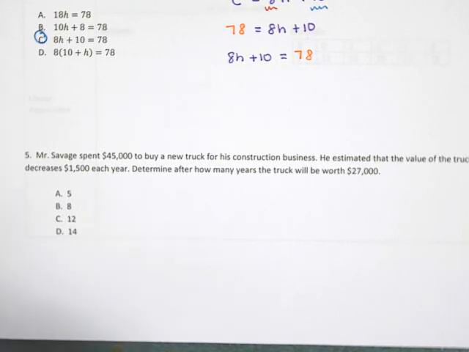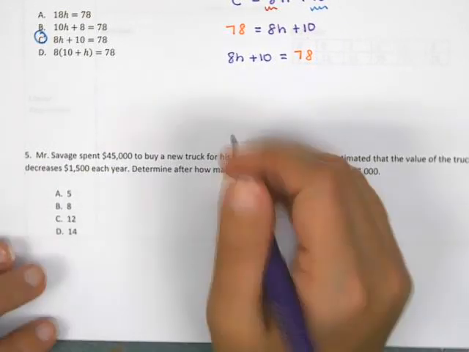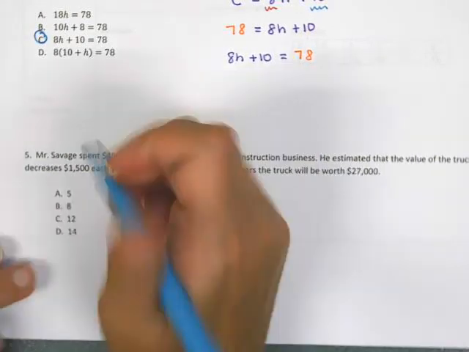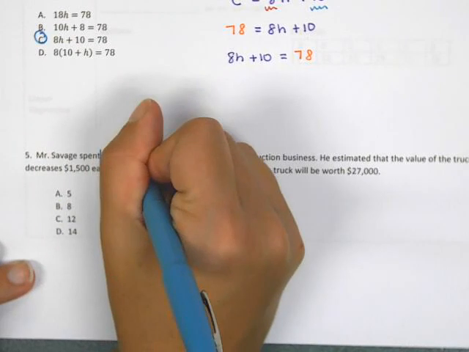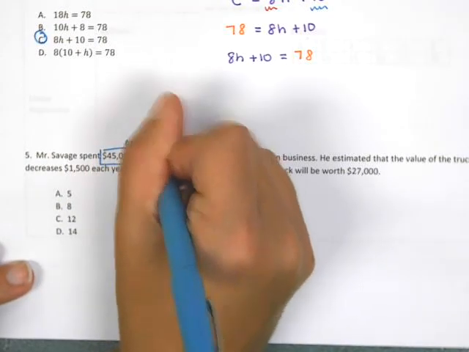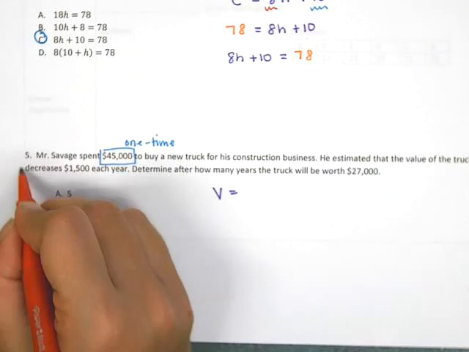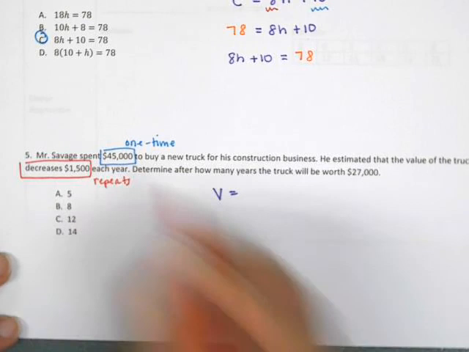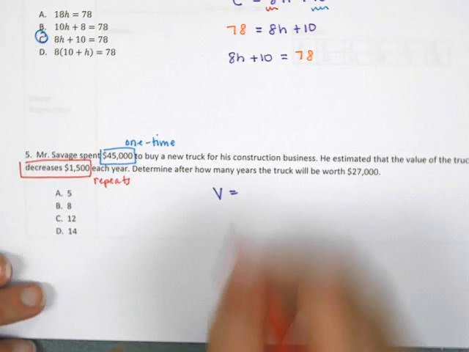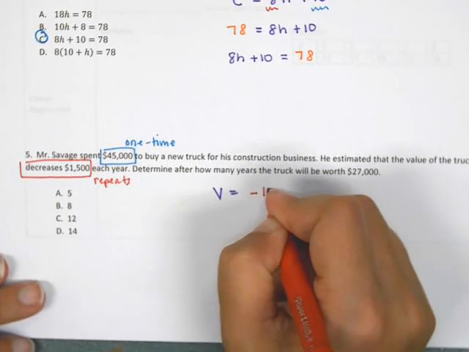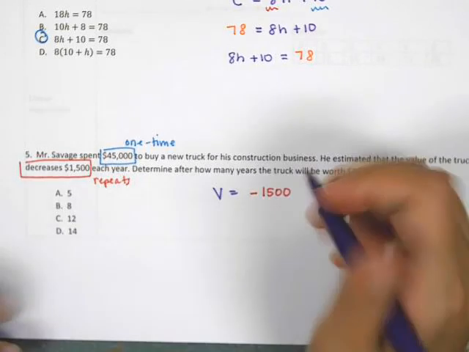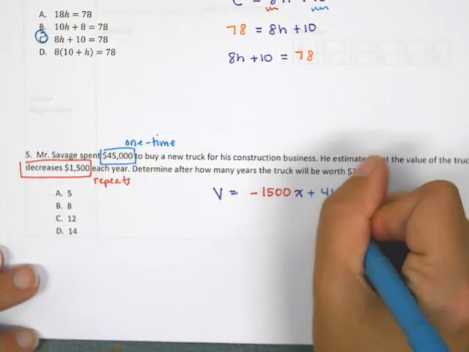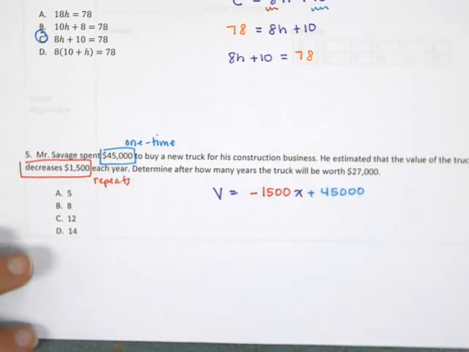So what will it be worth? Well, I'm going to use V for value. So the value of the truck will be, he started with $45,000, so that's a one-time thing. And decreases means he's subtracting $1,500 per year. So this repeats. Now, because it's repeating by decreasing, I'm going to write negative $1,500 and then x, plus he started with $45,000.